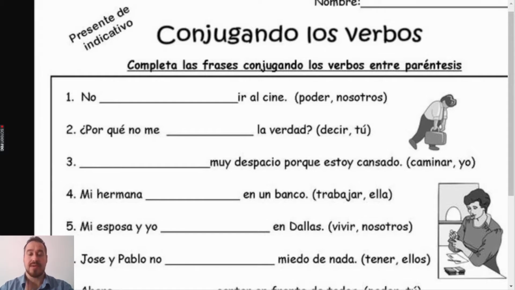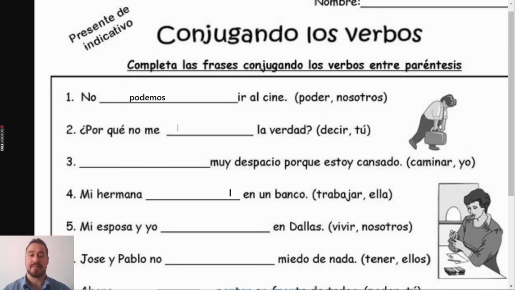So, no podemos ir al cine. So you have here poder. Poder means to be able. And you need to use nosotros, which is we. So remember, we drop ER. What do we add? Yes, emos. So that becomes no podemos ir al cine. You see, it's not that difficult. By the way, that means we can't go to the cinema, or we can't go to the movie theater.